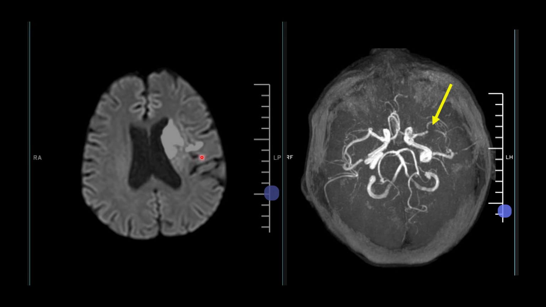This was a 62-year-old gentleman who came with inability to move his right upper limb and right lower limb with aphasia. So on diffusion weighted imaging, we are able to see an area of infarct which is seen in the right corona radiata, right capsuloganglionic region.